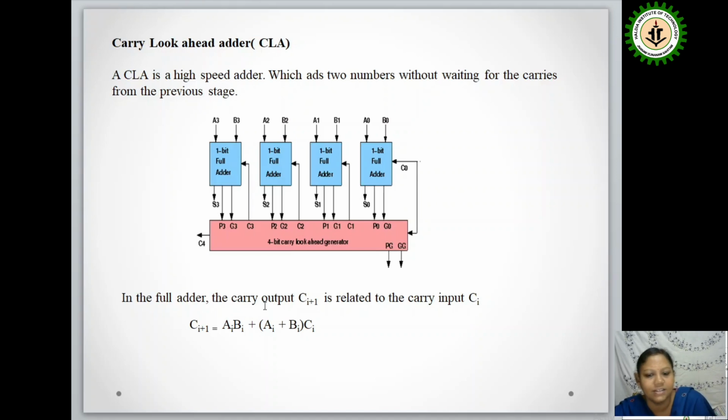So in the full adder circuit, the carry output Ci+1 is related to Ci. That is, the next bit carry, the I plus 1th bit position carry, is generated from Ci, the previous bit carry value. What is the formula? Ci+1 equals Ai dot Bi, that is the multiplication operation between Ai and Bi, plus Ai plus Bi multiplied with Ci. So Ai Bi plus (Ai plus Bi) into Ci.